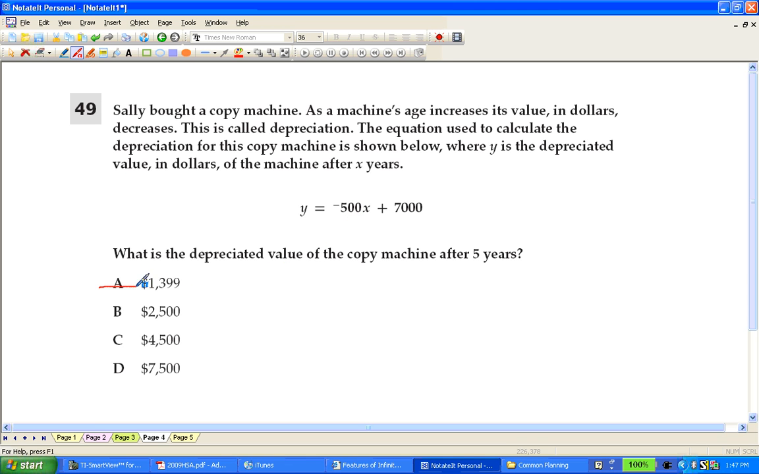Well, it's not going to be anything other than on the whole thousands of dollars or something like 1,500, because that's what you're multiplying by. So A is not it.